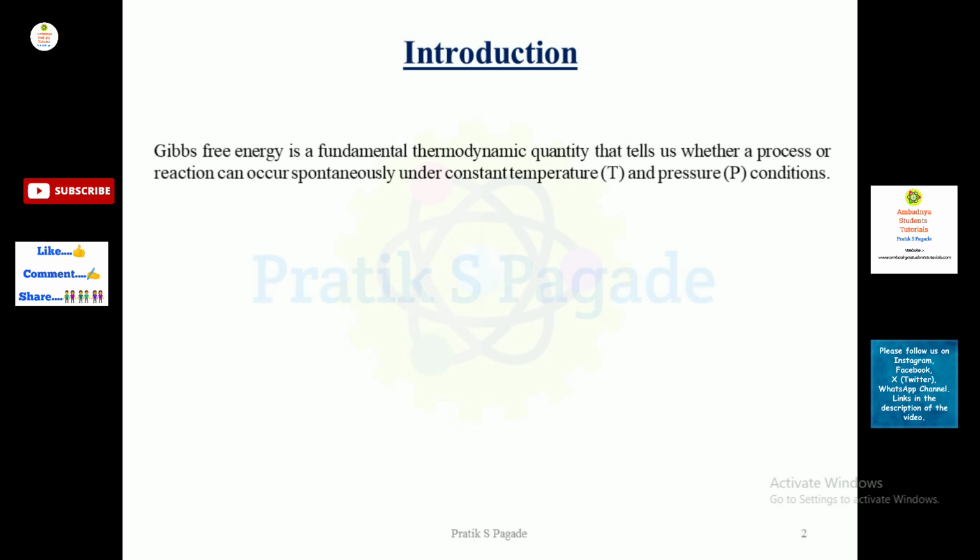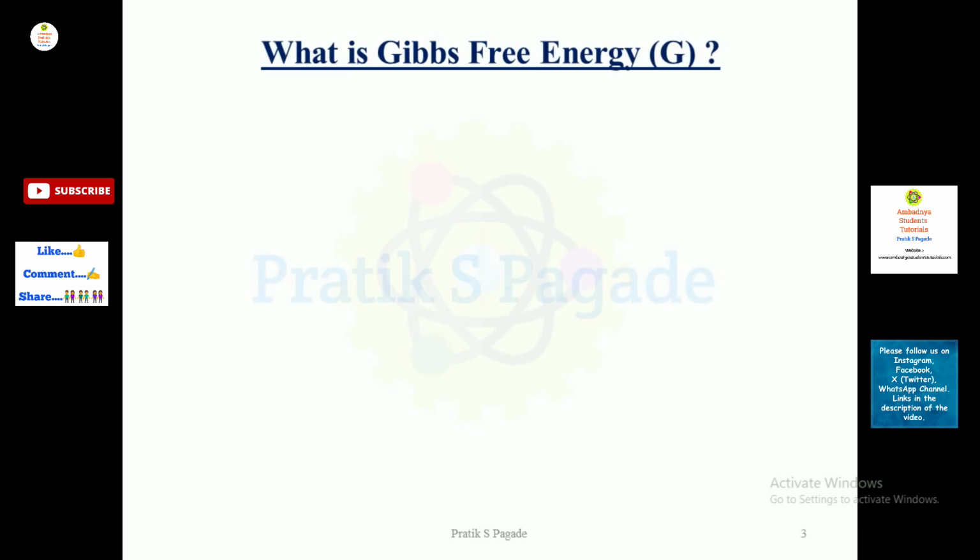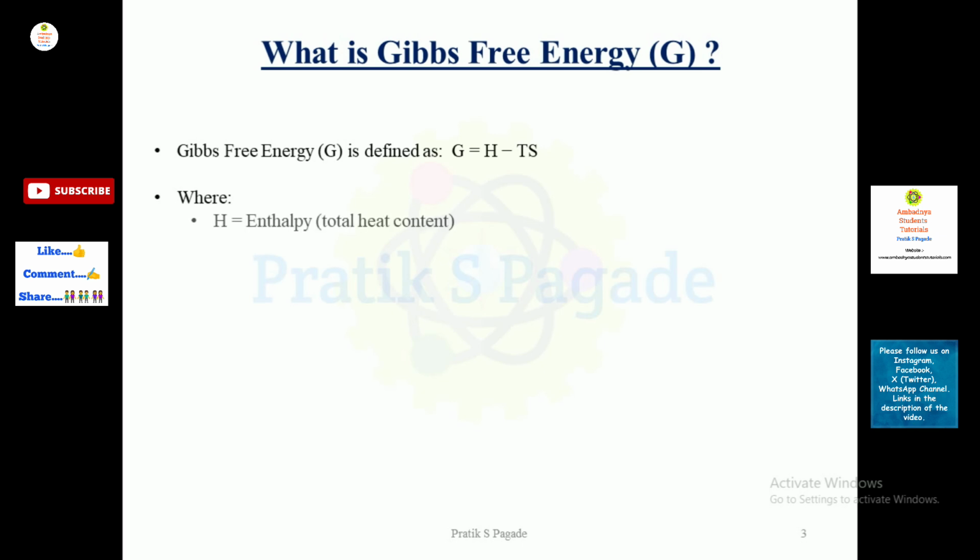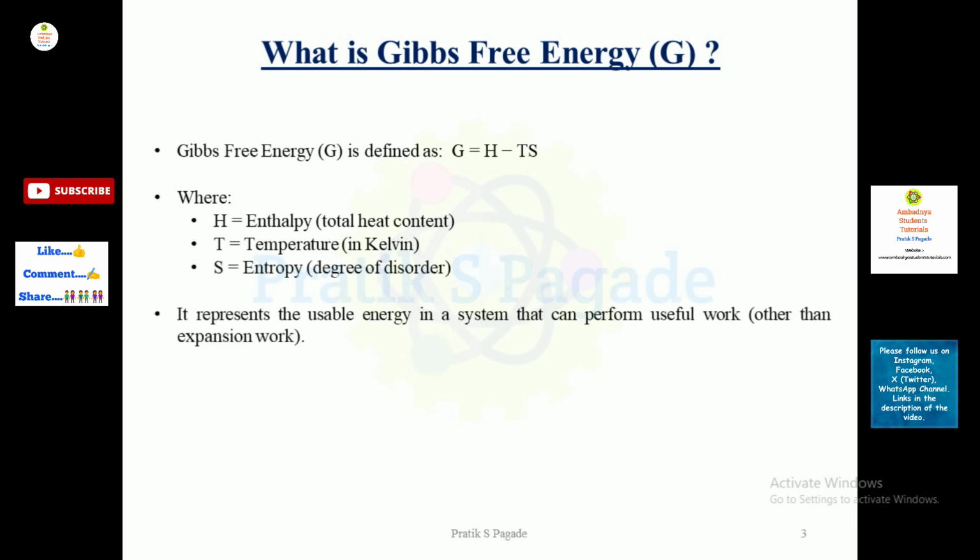Now, what is Gibbs free energy? Gibbs free energy is denoted by capital letter G and is defined as G is equal to H minus TS. Here G stands for Gibbs free energy, H is the total enthalpy, T is the temperature, and S is entropy. So H is enthalpy, the total heat content, T is the temperature in Kelvin, and S is entropy, the degree of disorder.